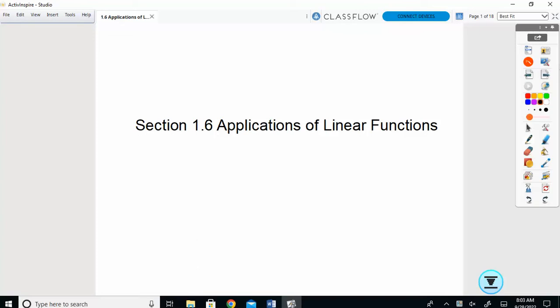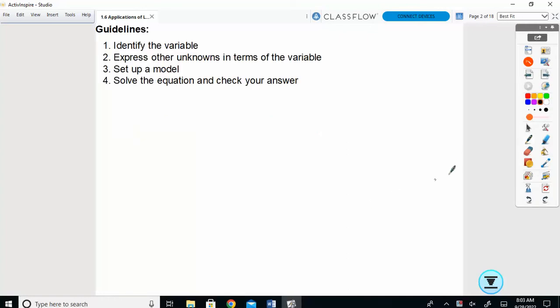6, applications of linear functions. That just means we're essentially looking at word problems. I am going to be very picky about what you have to do when you go through these problems. So there are some guidelines.